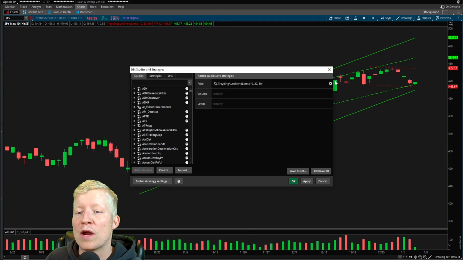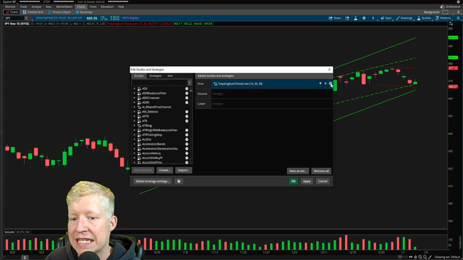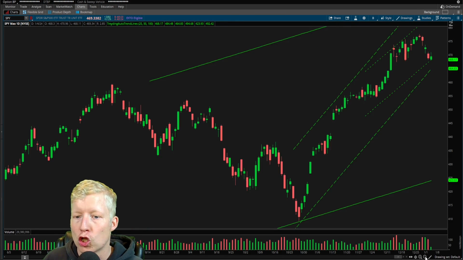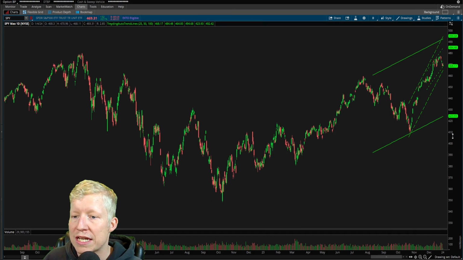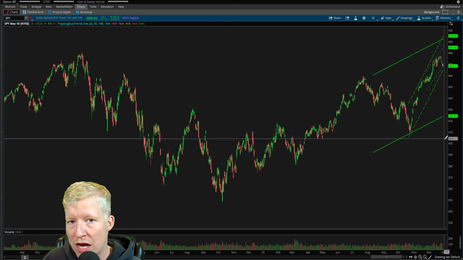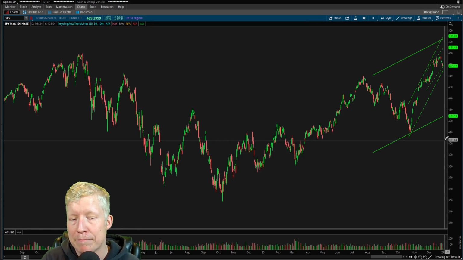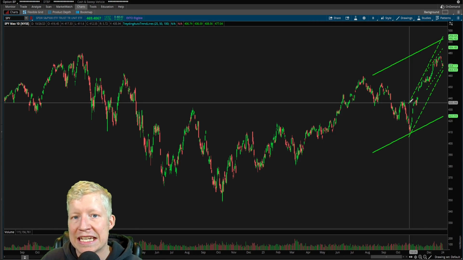And of course, when I jump into the study's settings here, I'm going to click on this cog. These short, medium, and long lengths are inputs, so they can easily be changed. So if you want to look at maybe 25, 50, and 100 on these because you're a little bit of a longer term investor, you can come in and easily change those parameters to make this code fit to however you trade or put your money into the market the best. You see how easy it is to update that.